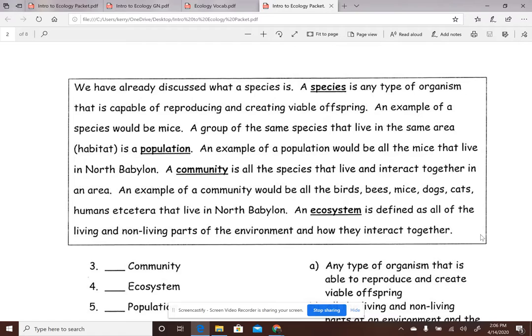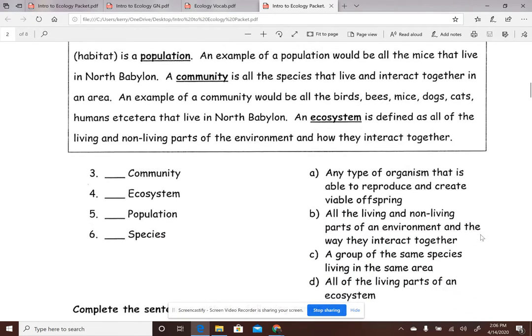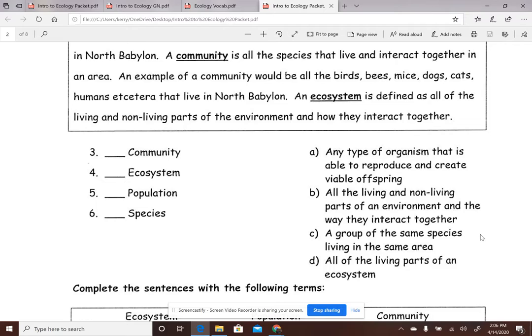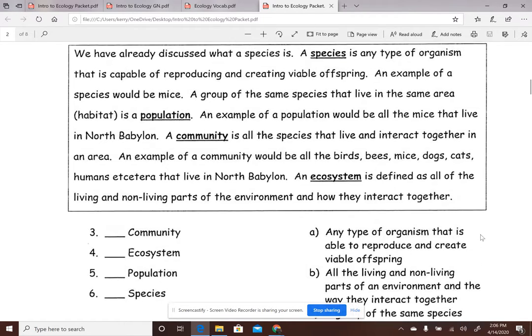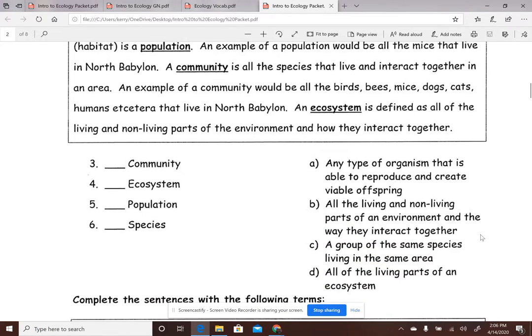An ecosystem is defined as all the living and non-living parts of an environment and how they interact. So once you get into an ecosystem, this is when you're bringing in both the living and the non-living, the biotic and the abiotic factors. So use the paragraph here to then answer what is the definition of a community, an ecosystem, a population, and a species.